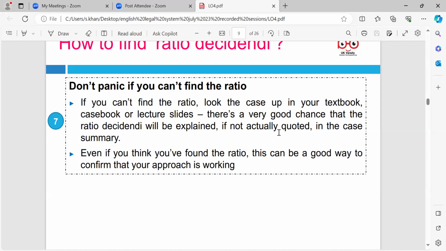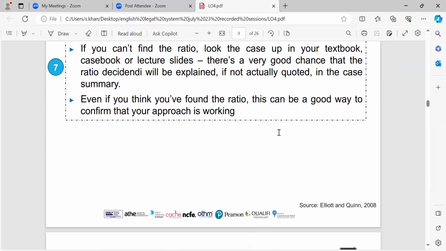So it's really important that you don't panic, but you read the case summary. If it's not quoted, then it may be stated in the case summary, but it will be there. Even if you think you've found the ratio, this can be a good way to confirm that your approach is working.